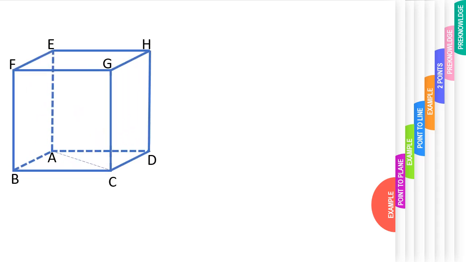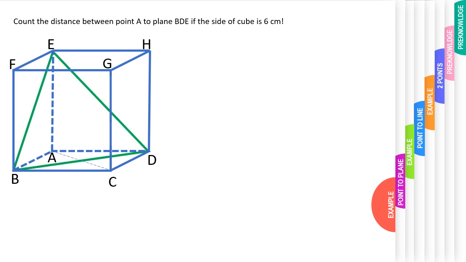Let's learn about example of determining distance between point and plane of the cube. You have a cube there. The question is, count the distance between point A to plane BDE if the side of cube is 6 cm. It is plane BDE. Point E is the center of AC. Line EP is in the plane of plane BCD. This line will help us to determine the distance between point A to plane BDE.